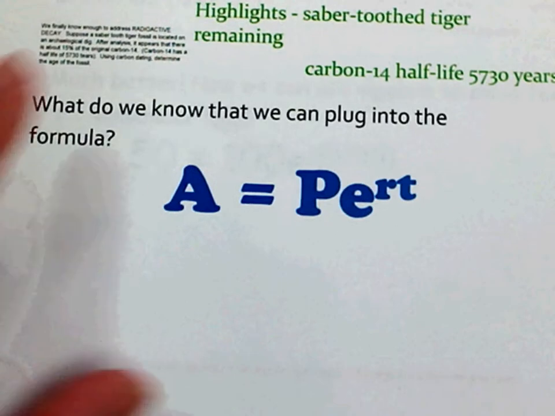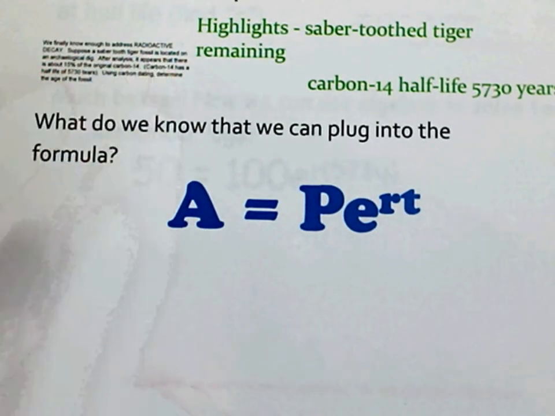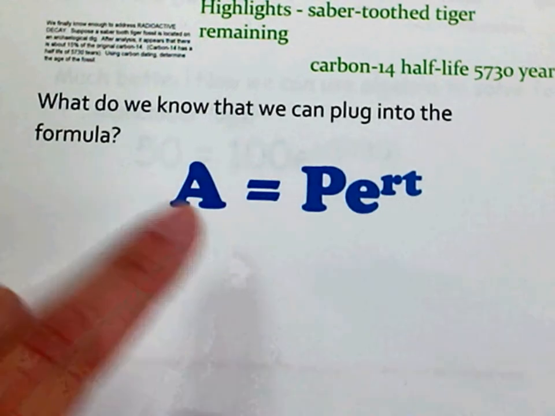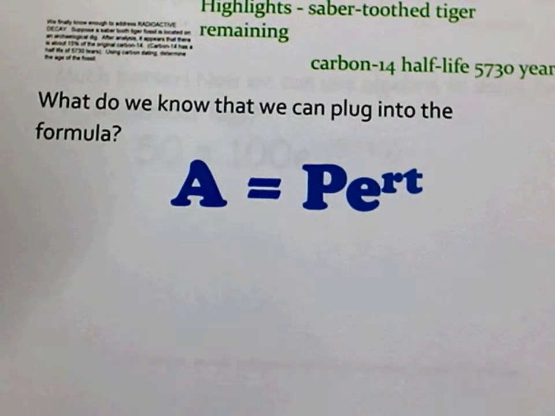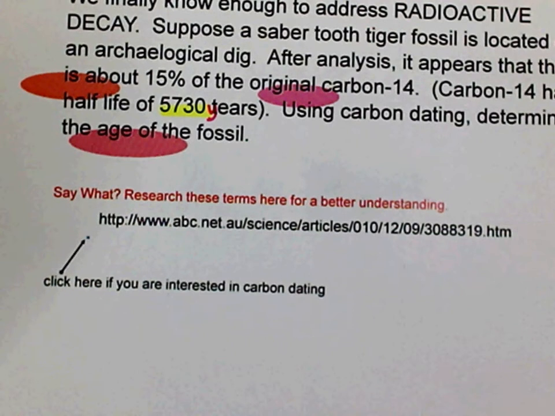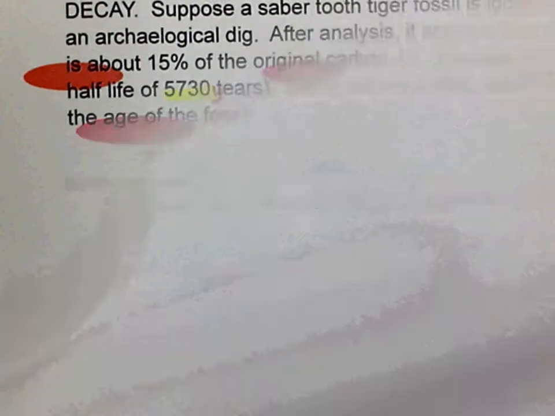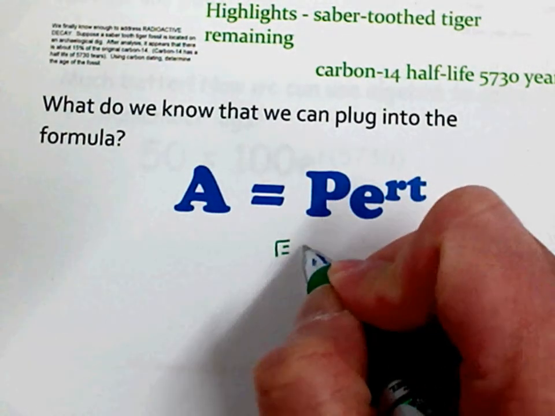And there's the question. We finally have enough to address radioactive decay. What do we know that we can plug into the formula? The question says that there is about 15% of the carbon-14, so your rate is 15%.